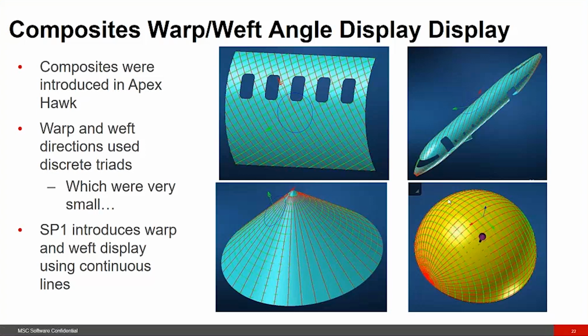Okay, so with that, let me go back to my PowerPoint slide. So what do we have in SP1? In the previous release, we had this composites warp and weft display that was given by some kind of a triad, and it was not user friendly. And in this current release, we are giving you a better display of the warp and weft angle in the composites.